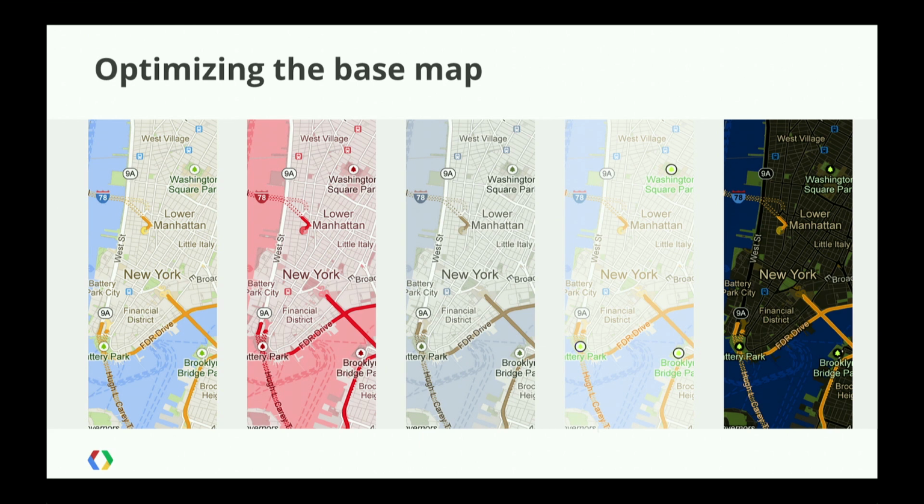That's fantastic. But really, the power of it is when you can start to change the stylistic elements of the map too. So here I've got 5 different maps showing off New York. And in the first one, that's the standard new Google Maps that we're showing off.